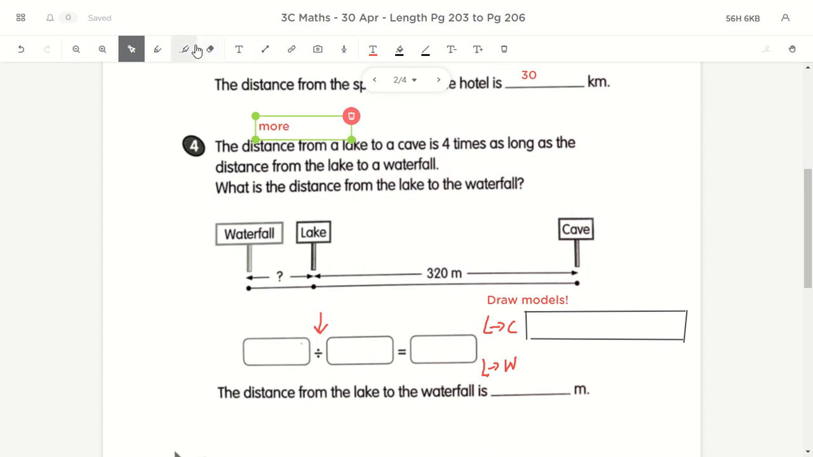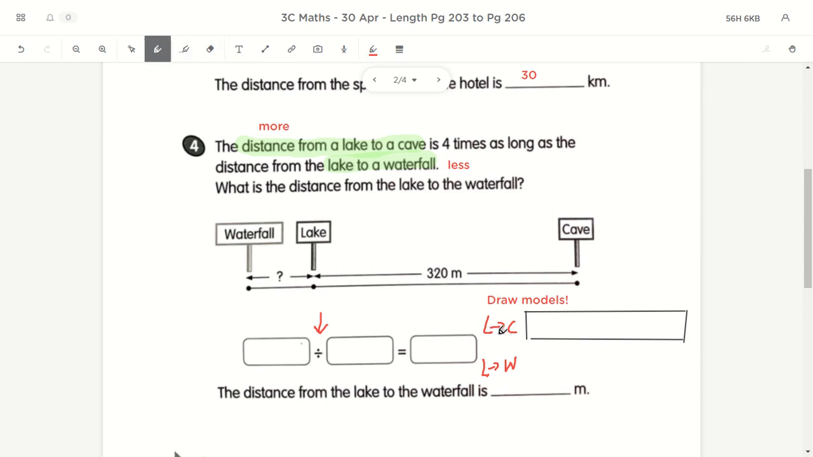Okay, so we know that the distance between the lake and the cave is more. So if this is more, this will be less. The lake to the waterfall is definitely less, and you can see from the diagram also that the lake to the cave is definitely longer than lake to waterfall. Okay, so with that, let's draw our models.